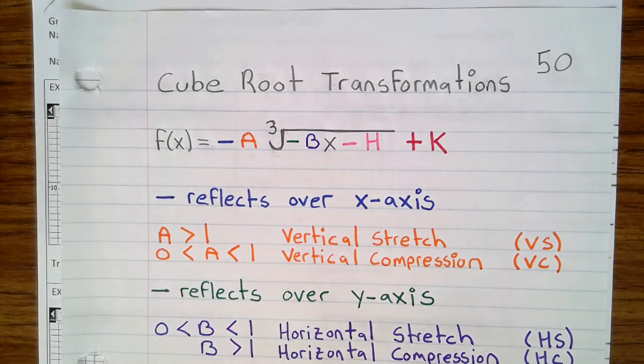F of x equals negative a, the cube root of negative bx minus h plus k. When the negative in front of the a reflects over the x-axis, when a is greater than 1, it's a vertical stretch. When a is greater than 0 but less than 1, it's a vertical compression.